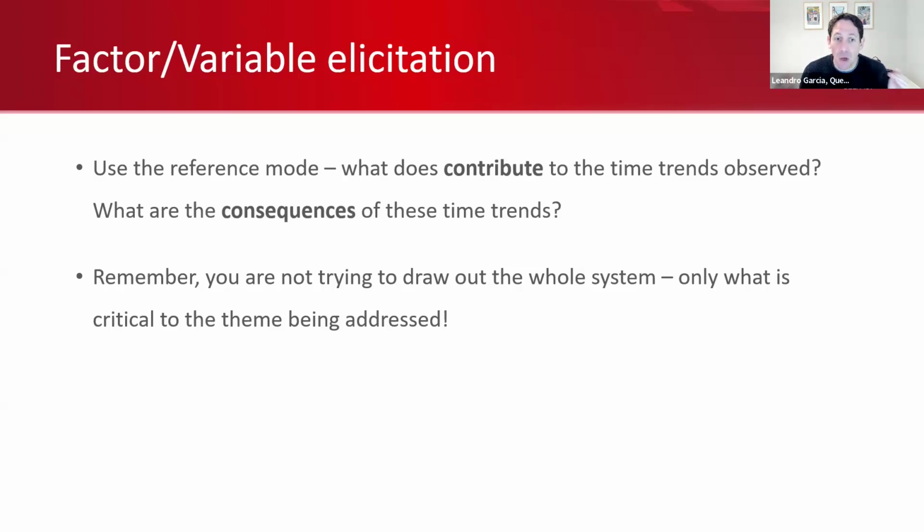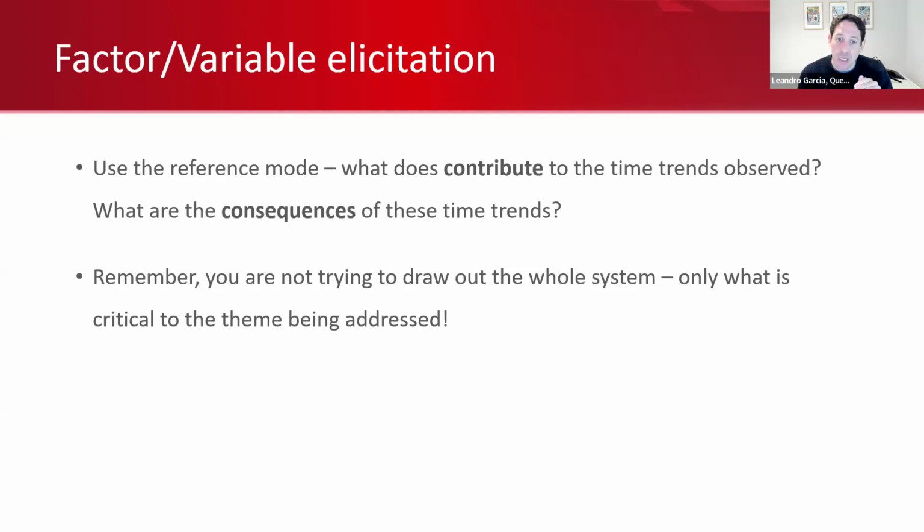It's the same logic here when you're drawing a causal loop diagram. We don't need to draw all possible factors and all possible contributors and consequential relationships. That's not what we want. We want only what is critical to understand the internal dynamic. Okay.